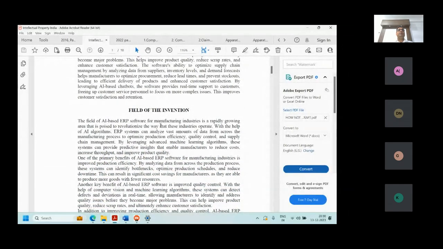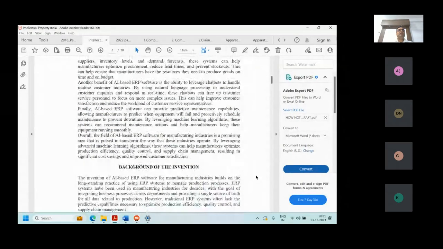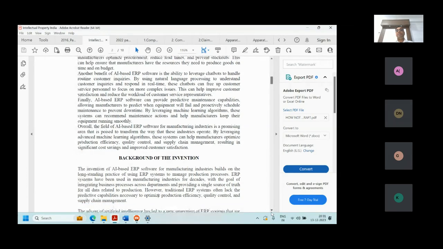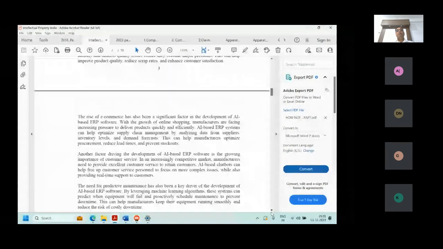So the field of AI, ERP software, is a rapidly growing area that is poised to universalize. I am talking of the entire field of AI-based, and just see, ERP system, and the key benefit, everything I'm writing here. Background of invention. Invention of AI-based ERP software for manufacturing is built on a long-standing practice of ERP system to manage production process. They are writing the research paper. They have not written anything.